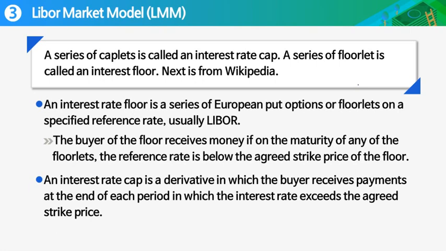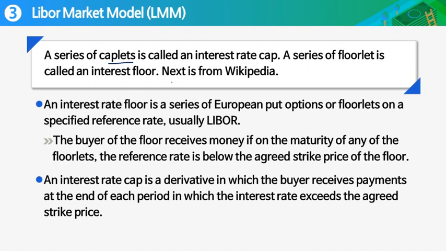Now, let me explain more about the interest rate cap, floor, cap rate, and floor rate. We just derived the price of a cap rate. So if we have a collection or series of cap rates, it is called an interest rate cap. And a collection or series of floor rates, which is like a put option version of the interest rate, is called an interest rate floor. Next is from Wikipedia.